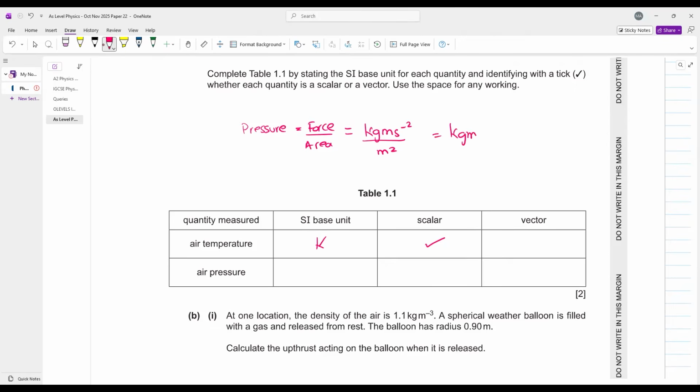kg m minus 1 s minus 2 are your SI base units of pressure. Also, pressure is a scalar quantity.